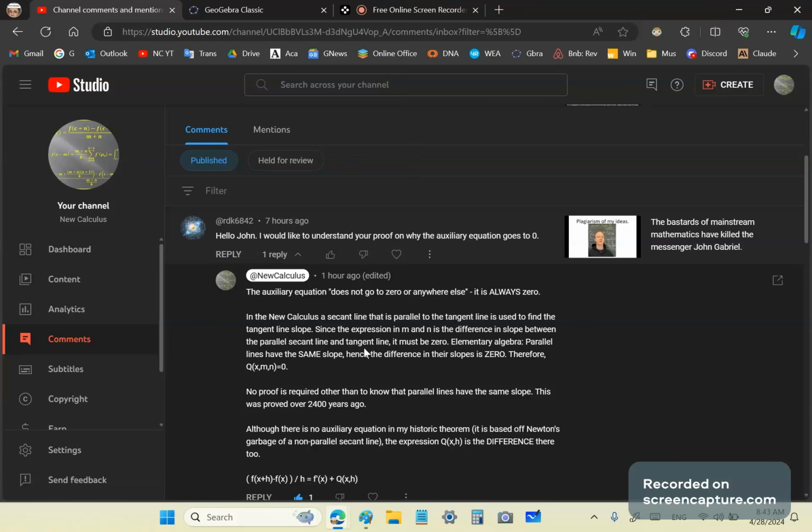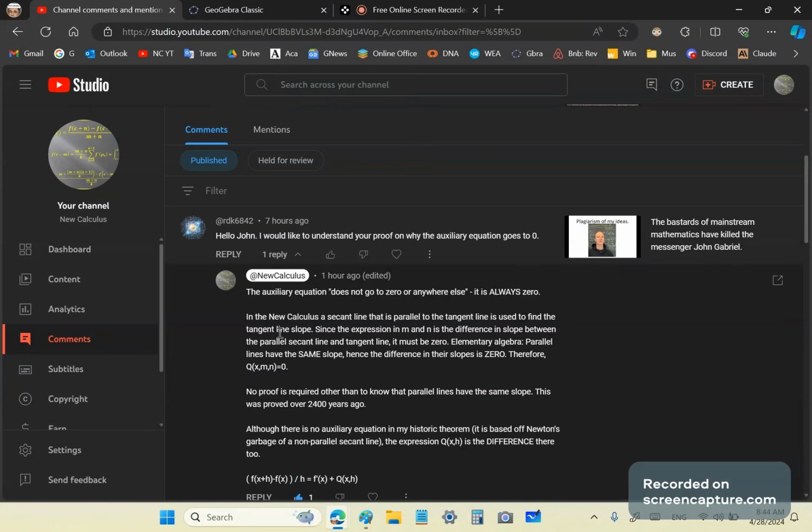So, I can't tell you how many times I've been asked this question: "I would like to understand your proof on why the auxiliary equation goes to zero." Well, first of all, the auxiliary equation does not go to zero or anywhere else. The auxiliary equation is always zero. And I'll explain why in a moment.